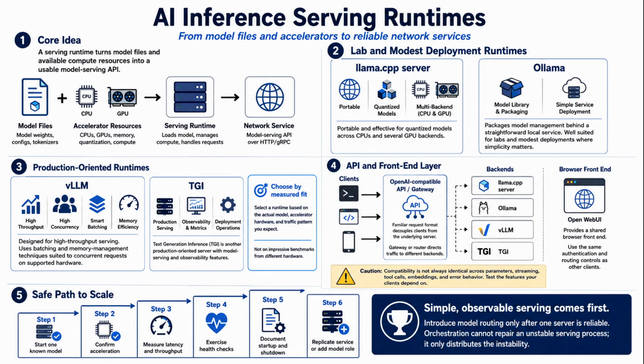Start a known model, confirm acceleration, measure latency and throughput, exercise health checks, and document startup and shutdown. Then replicate the service or add another model role. Complex orchestration cannot repair an unstable serving process. It only distributes the instability. A simple, observable serving layer is the foundation for safe scheduling and scale.